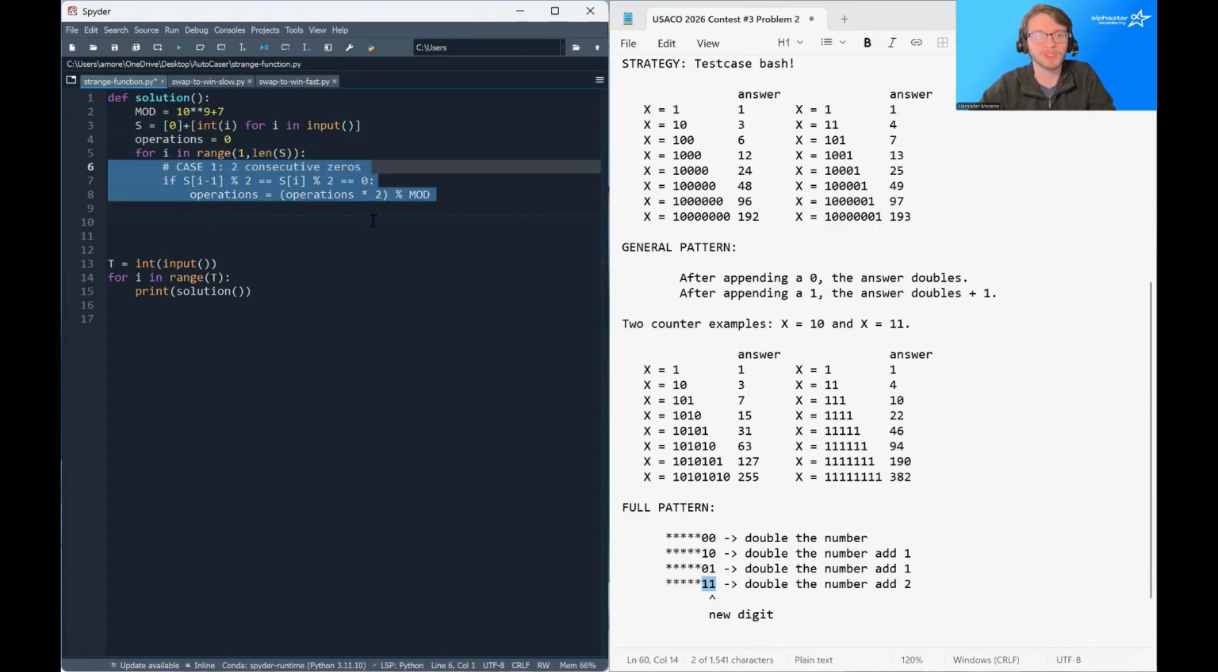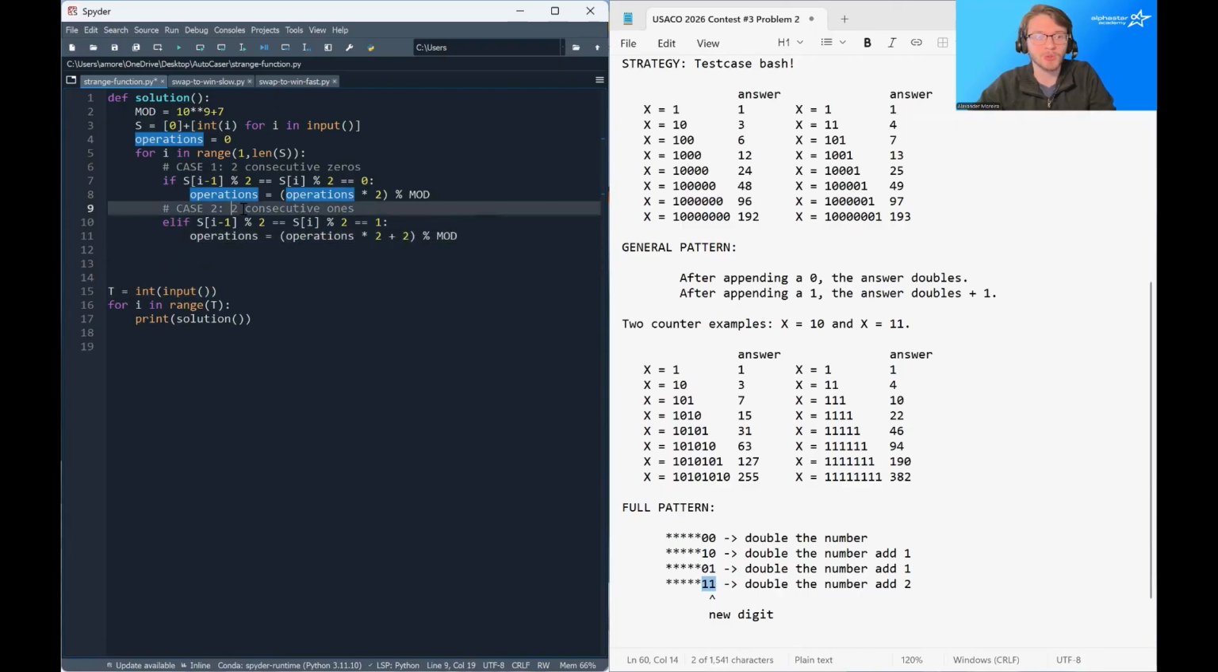So case 1, two consecutive zeros. So that's both s of i minus 1 being 0 and s of i being 0 mod 2. Then we'll just double the operation count. And remember to mod the operation count at every step. Otherwise, the operation count is going to explode into a very massive number. Remember, the operations are growing exponentially at the moment.